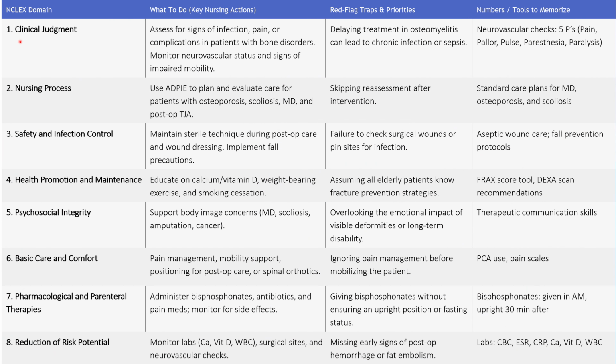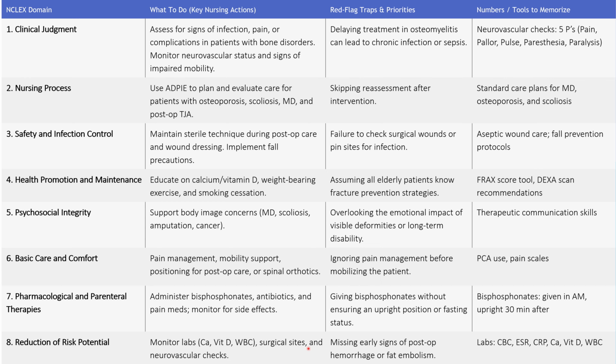NCLEX domains, you see here, like clinical judgment. We have assess for signs of infection, pain, complication. I'll take my light away just for you to take a short screenshot because I'm not going to read everything. Assess for signs of infection, pain, and complication in patients with bone disorders. Monitor neurovascular status and signs of impaired mobility. So red flags: delaying treatment in osteomyelitis can lead to chronic infection or sepsis. Sepsis is very, very important.